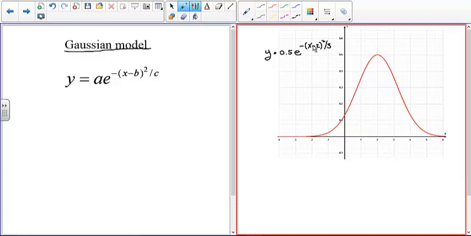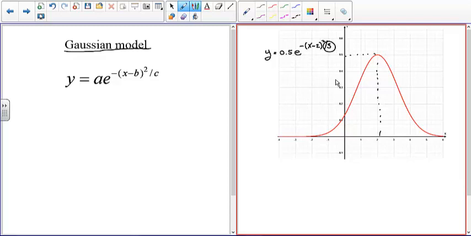This maximum occurs when the exponent goes to 0, and it goes to 0 when x equals 2. So you can see here x equals 2 is where you get the maximum 0.5. And this quantity here shows you how quickly it decays on either side. So if you had a different number here, 5 or 6, it either does it more slowly or more quickly. I'm not sure which one it is.